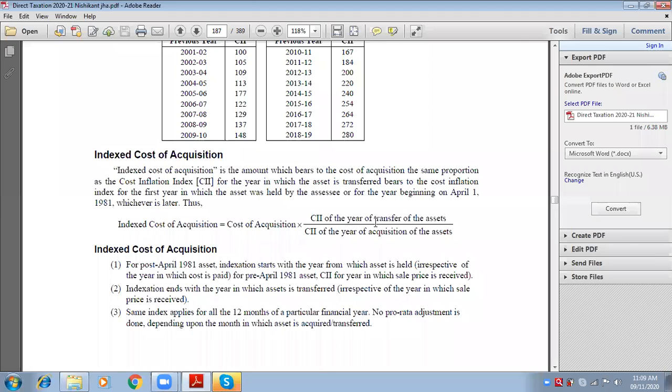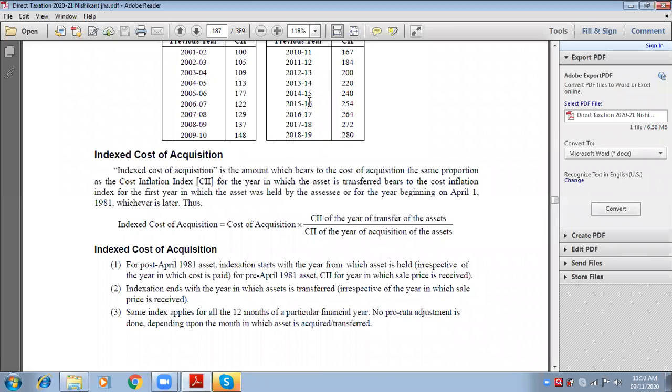Now I already told you the definition of transfer. Transfer can be exchange, relinquishment, or sale. So when are you transferring your asset? Suppose in 1819, the CII is 280. It is not rupees, it is an index, the ratio that has been provided to us. So here you will write 280, the CII of the year of transfer, divided by the CII of the year of acquisition.